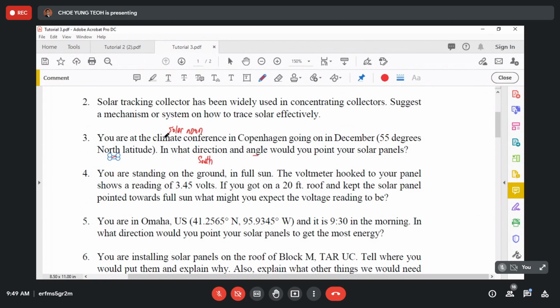Then the angle, the tilt angle of the panel. What's the tilt angle of the panel here? Then you need to calculate for the value. You know the direction you want to face, and the tilt angle, because you are given the month, December. Wait a minute, let me show you the lecture note.